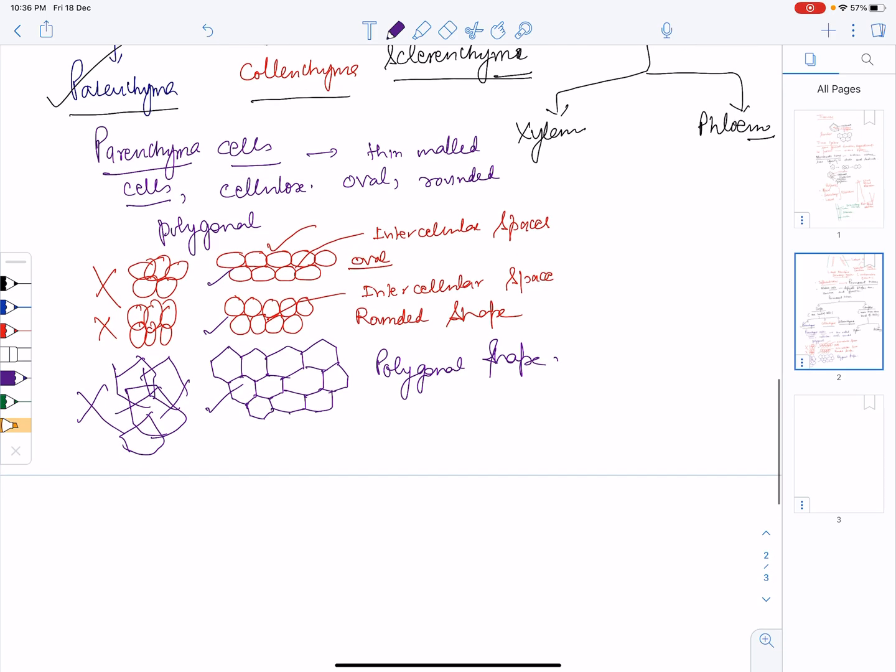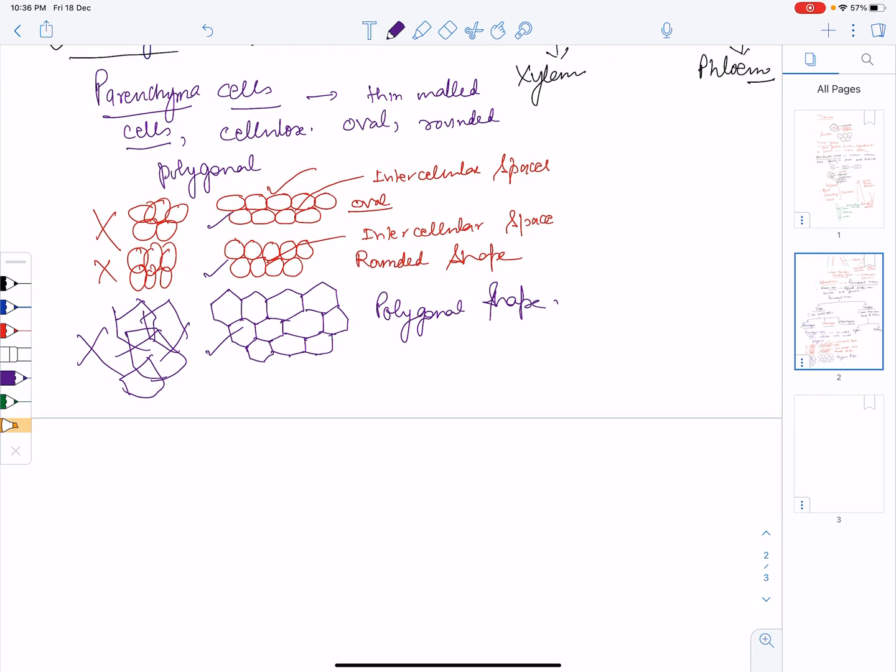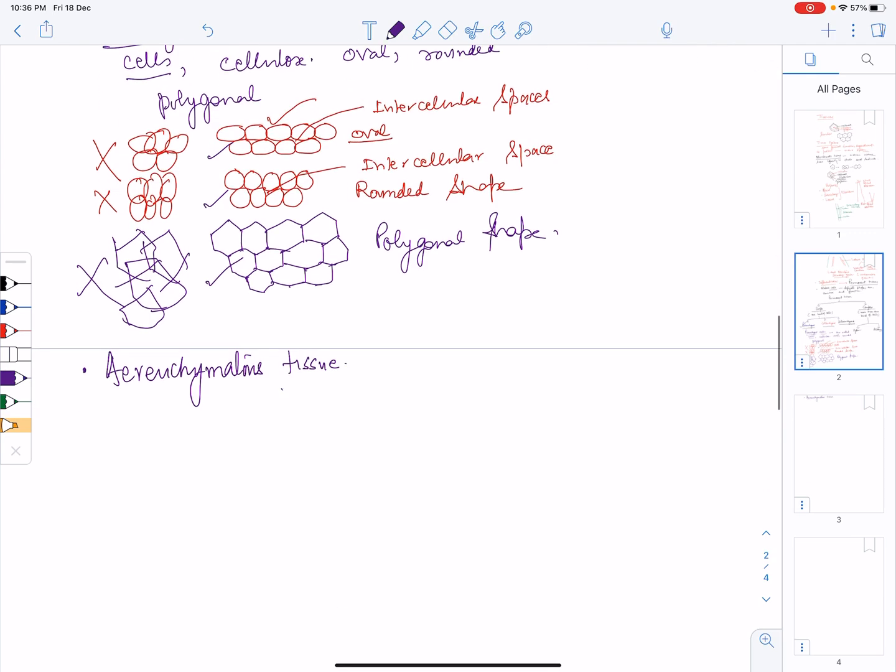Now parenchyma cells, depending on which part of the plant they are present in, may be carrying different kinds of functions and different kinds of structures. So we'll discuss different kinds of parenchyma cells. First, aerenchymatous tissue. Aerenchymatous tissue is basically present in aquatic plants. Aquatic plants are the plants which grow in water.